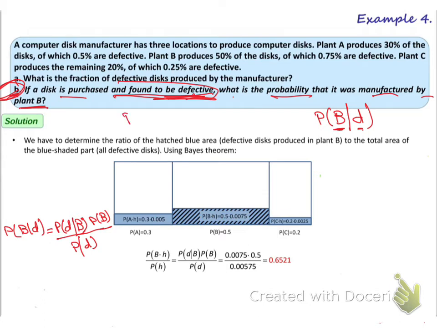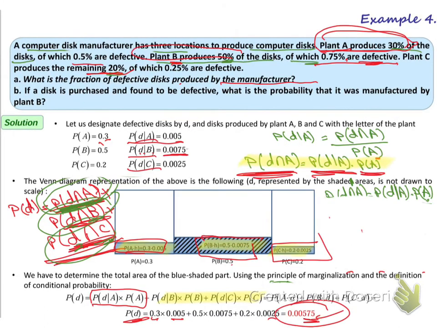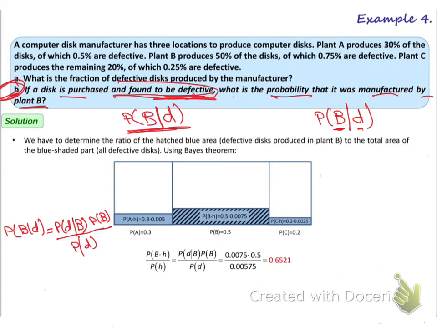So he's asking for the probability. It is given that it is defective and he wanted B. Probability of B given D. If you remember, in our problem the given we have is D given B, I don't have B given D. In order to swap them, I have to use Bayes' theorem.